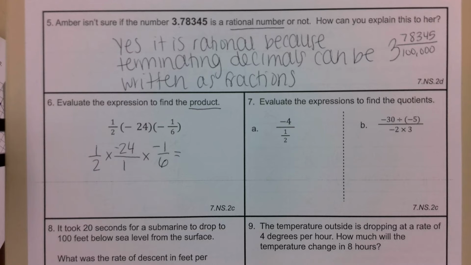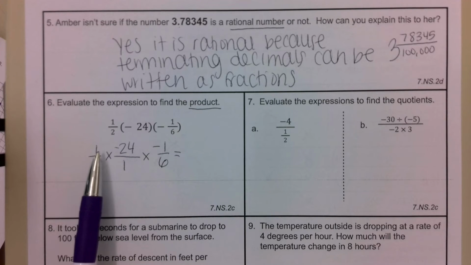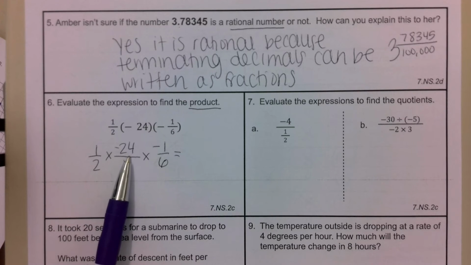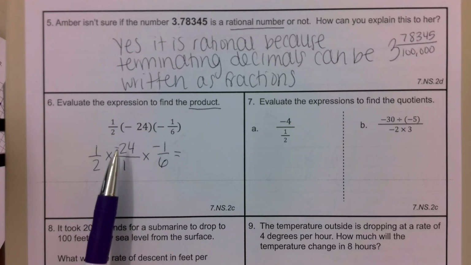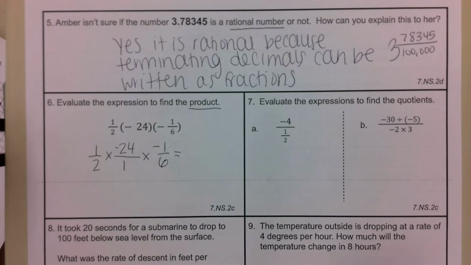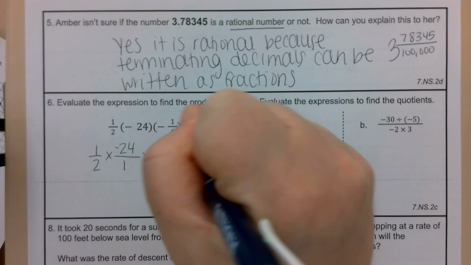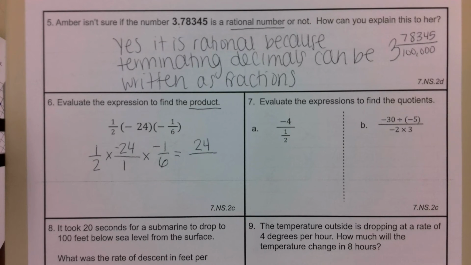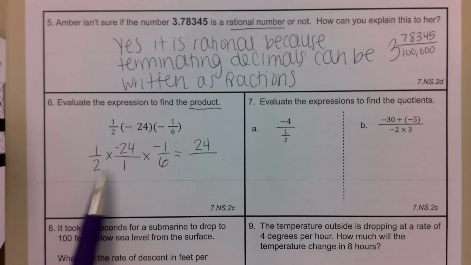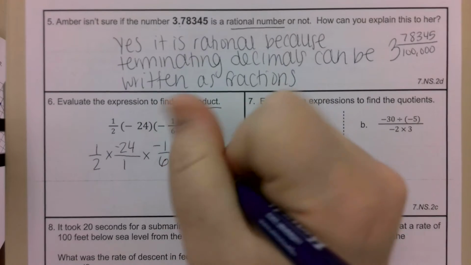All right, I'm going to multiply the top numbers, or the numerators. 1 times negative 24 is negative 24. Negative 24 times negative 1 is a positive 24. Now I'm going to multiply my denominators, or my bottom numbers. 2 times 1 is 2. 2 times 6 is 12.